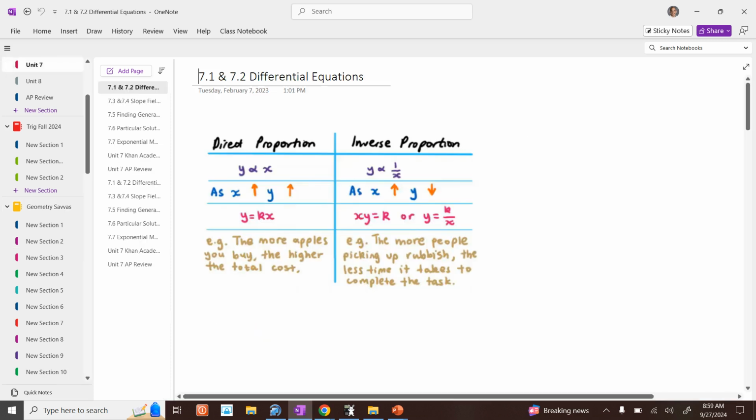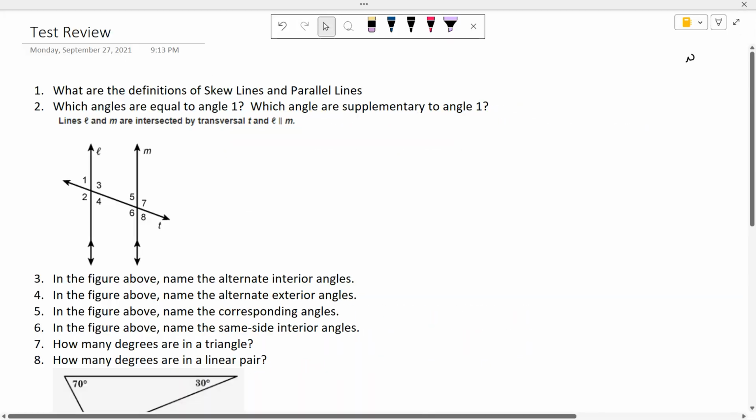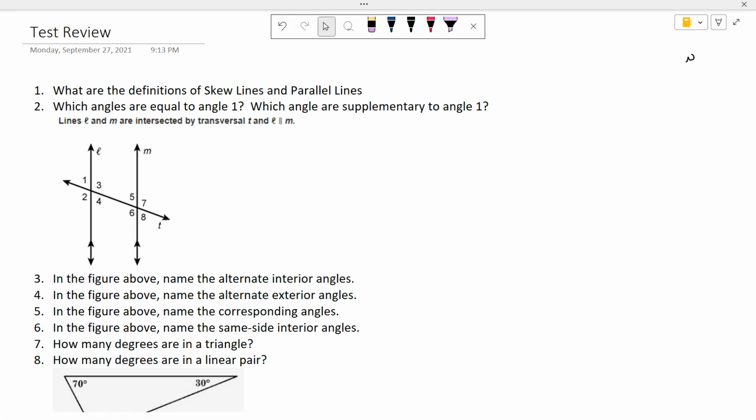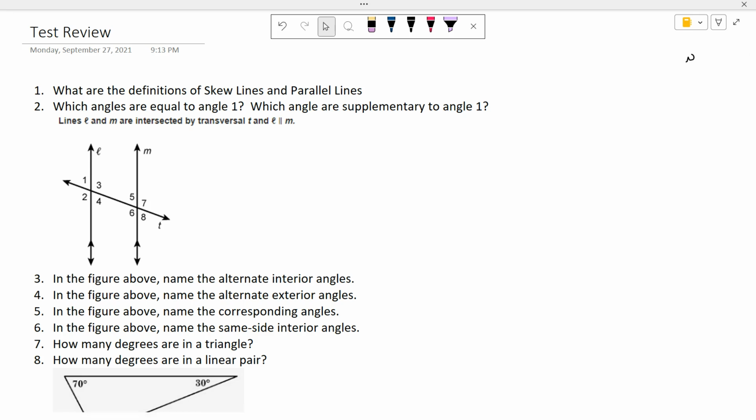Which ones are supplementary? Let's go back to here. What ones are supplementary? Aubrey, what's one of them? Supplementary to angle 1. 6 would be supplementary. What's another one, Elliot? 2 would be supplementary. What's another one, Maddie? 2 and 6 are both supplementary to angle 1.